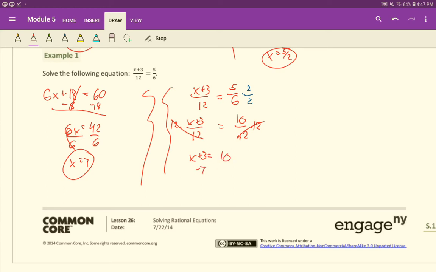And then we just subtract 3 on both sides. Sorry, getting ahead of myself there. Subtract 3 on both sides, and we get x equals 7. Voila, same answer, right? Okay, it didn't ask us to check our answers here, so we'll just go on from there. All right, next problem here.